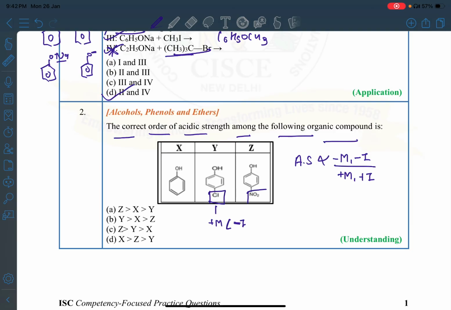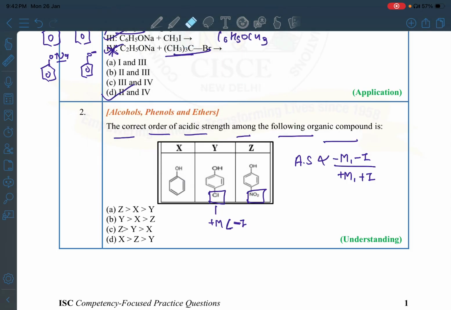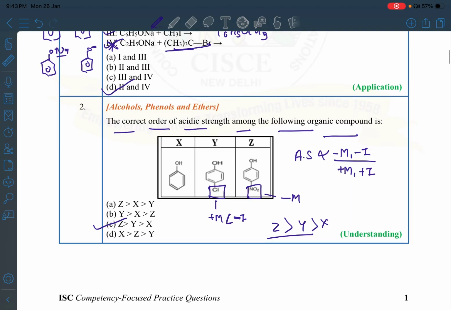Now NO2 acts as a plus M group. So sorry, NO2 acts as a minus M group. It is an electron withdrawing group, and the acidic strength is directly proportional to minus M. So Z will be more acidic. After Z it is Y and after Y it is X. So the order is ZYX, and option number C is the correct answer.